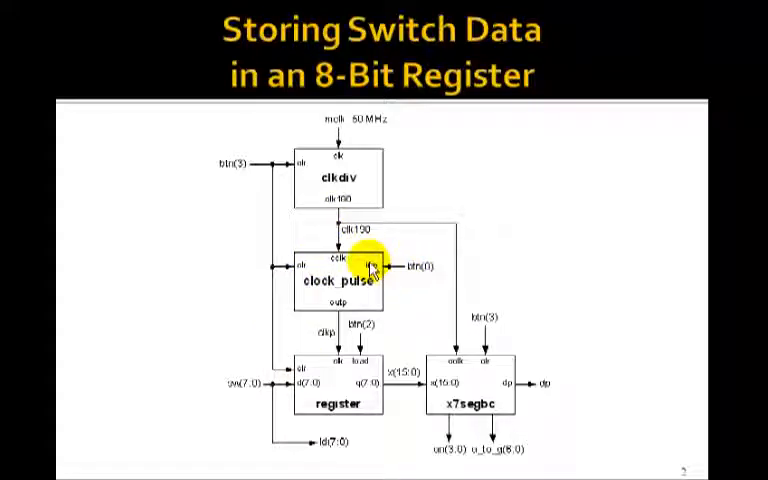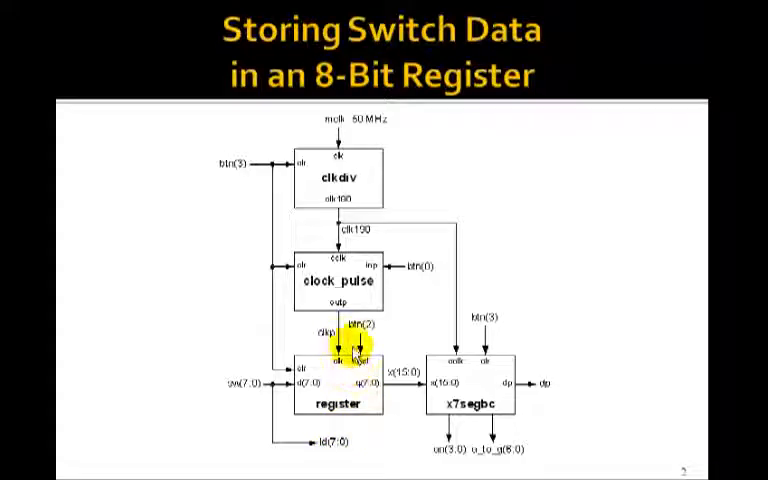So when we press button 0, we'll get a single clock pulse out of clock pulse, and we'll call this output clock P. Then the 8 switches will come into this register D, and the output Q is going to get displayed on the 7-segment display. We'll display the switches on the LEDs.